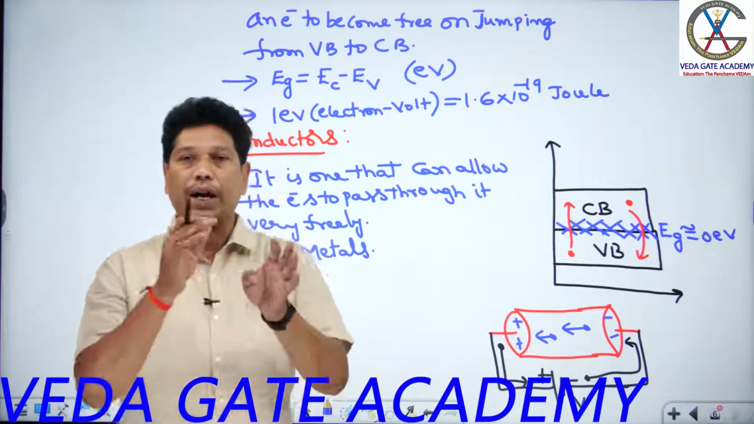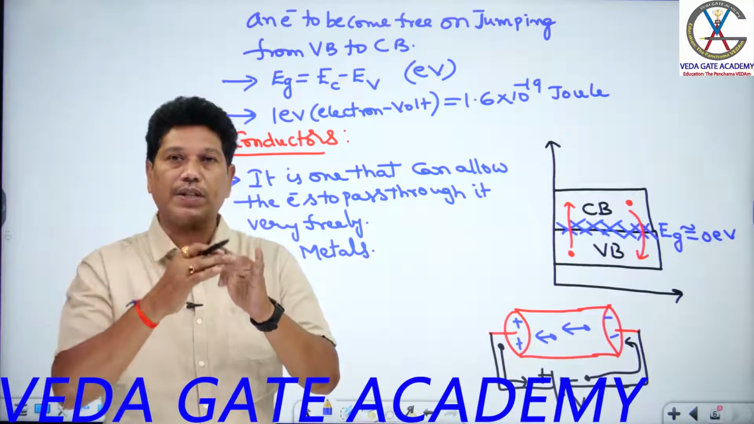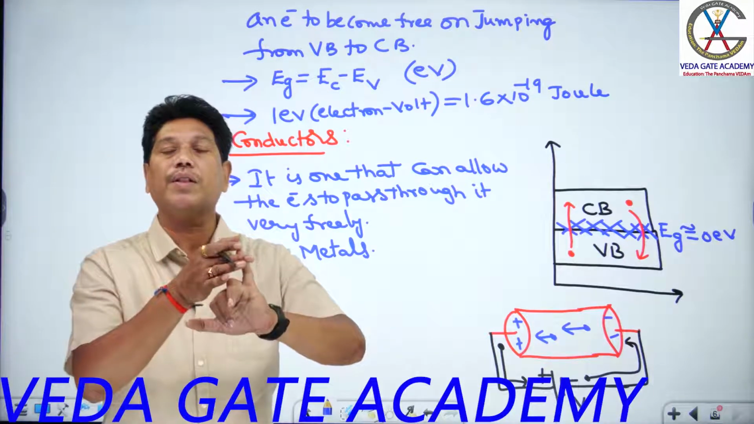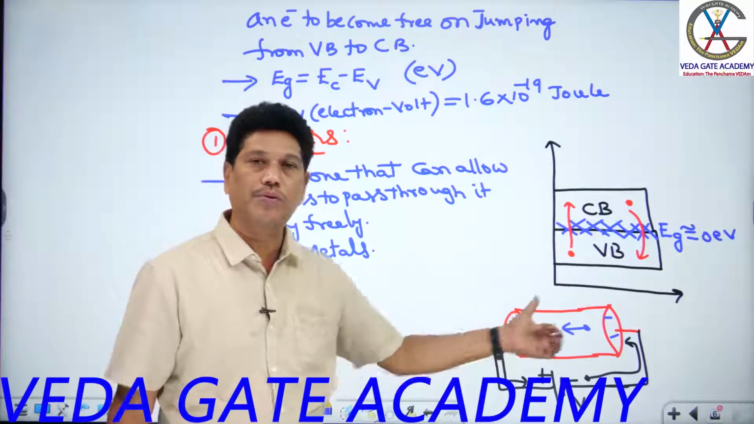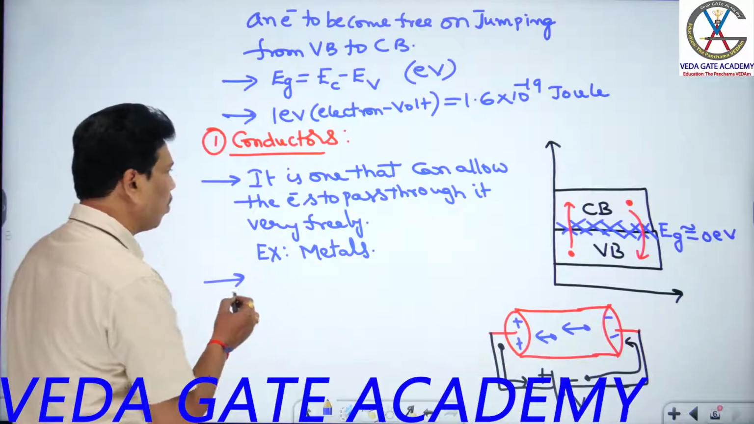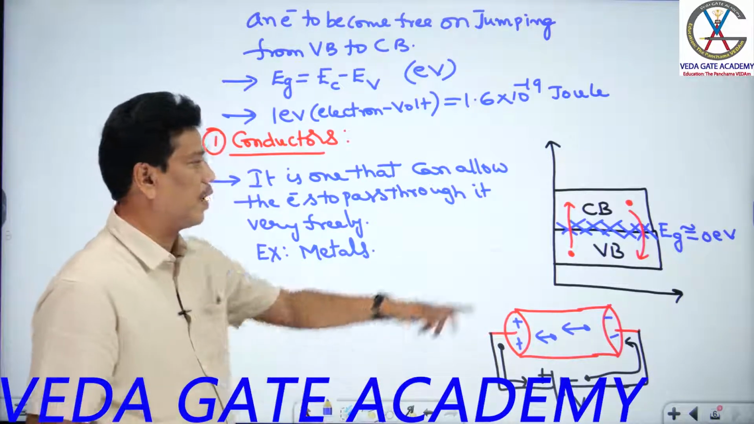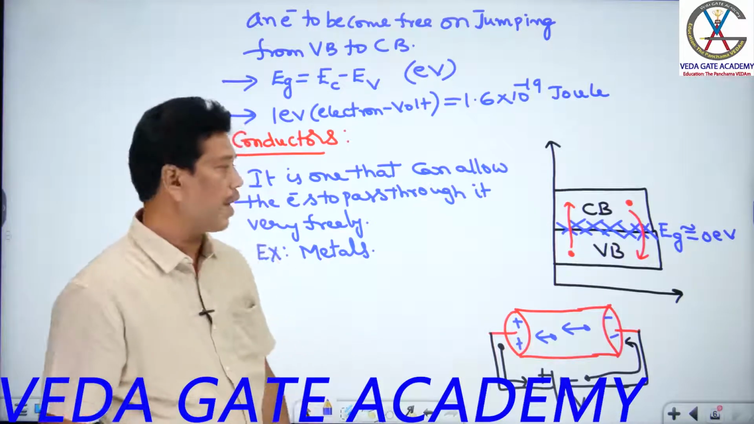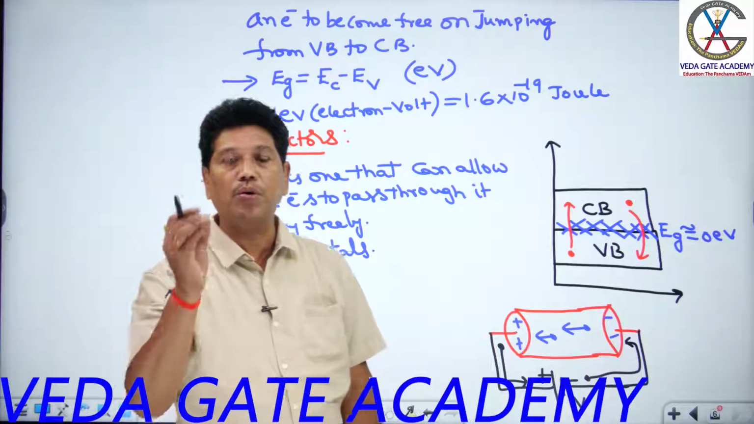So even though a conductor has plenty of free electrons, it requires some source of external energy for drifting them in a single direction with an applied electric field. That's the case. Confirm, students? Okay. So it is one that can allow the electrons to pass through it very freely. Example is metals. Who are the current carriers here? Electrons only. Don't say holes, students.